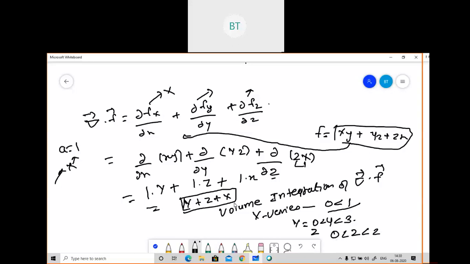So is it clear up to there? Now we need to apply the triple integration. We just need to apply the integration here and we'll calculate the value. If it is clear to you, let's see how to calculate the volume integration. Just see here.